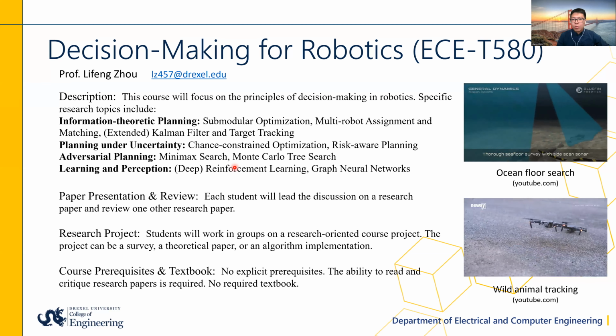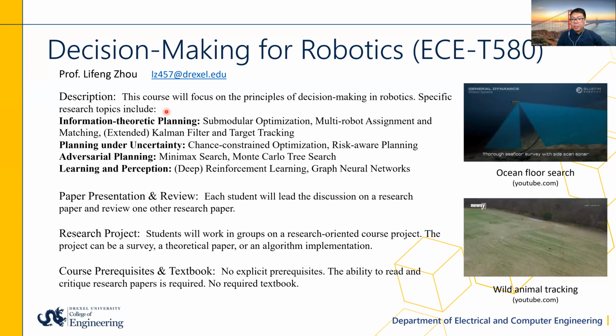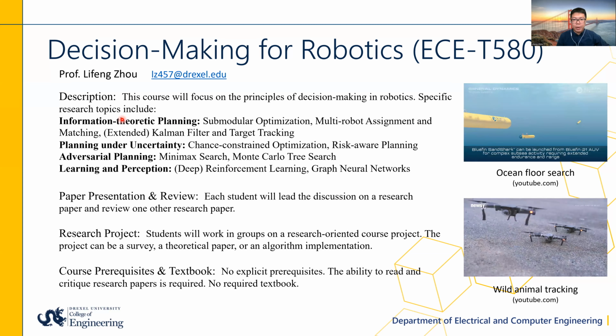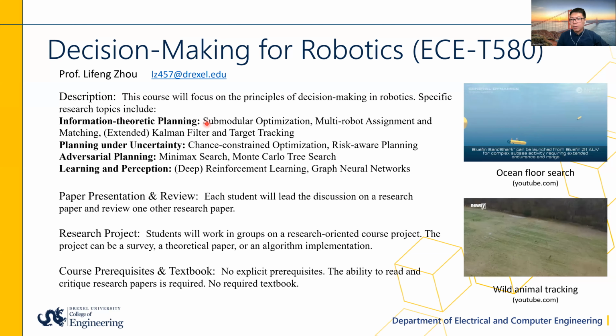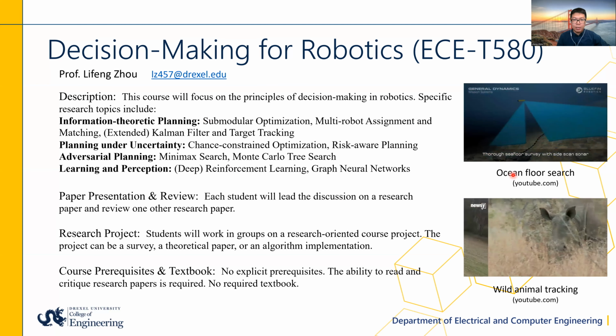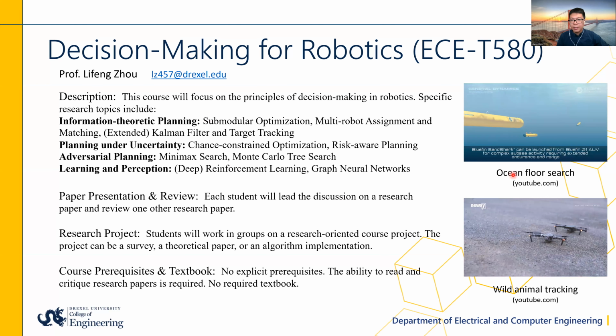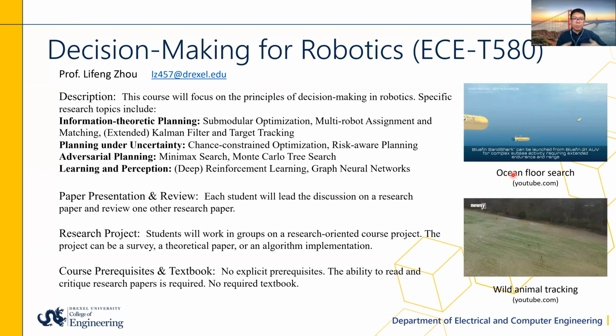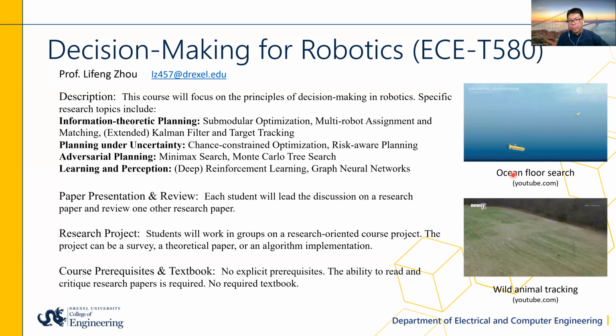In the first part of the course, I will be covering several specific research topics. I will start with information strategic planning. You will learn about what submodularity is and how to optimize a submodular function. Submodularity typically happens in the case where the contributions of the robots may have some overlaps, like the coverage overlap. And then their joint contribution becomes a submodular function.